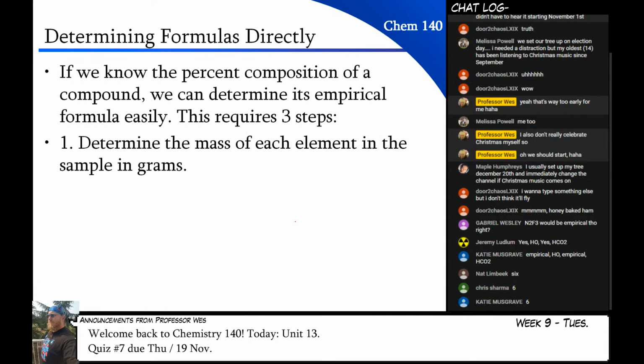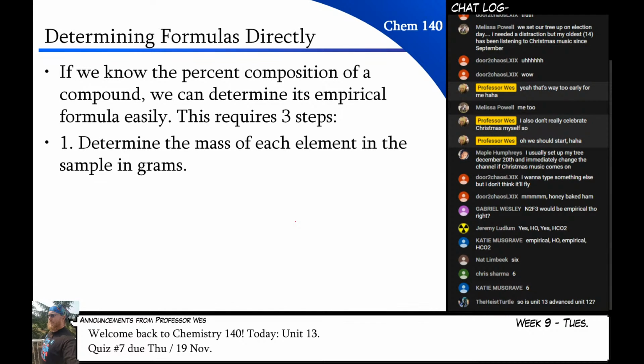All right, so here's how we figure out the formula of any substance by determining the ratio of elements. The first step is to get a sample and then find out what the mass composition is. Remember how we did percent mass composition? We're going to do that more or less here. We're going to reduce our substance down to, okay, I have this many grams of each element. Unit 13 is basically applied Unit 12.